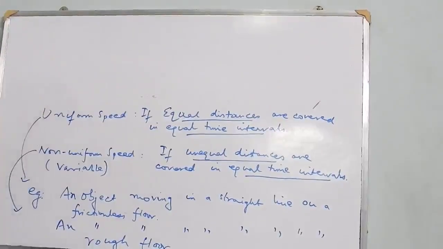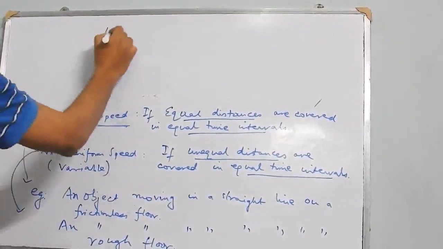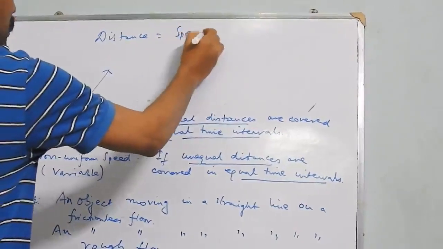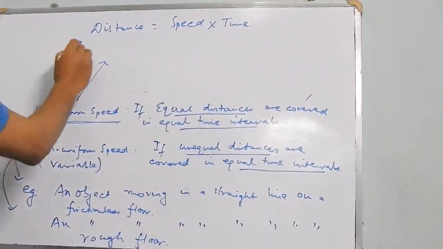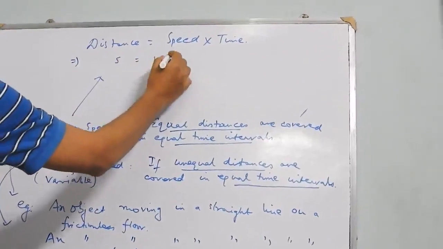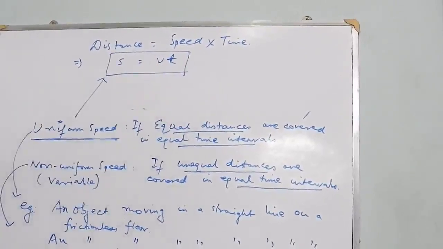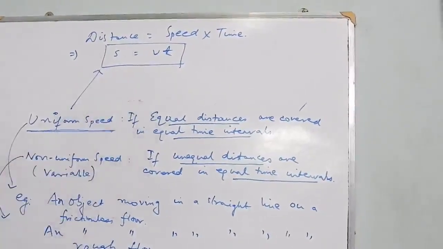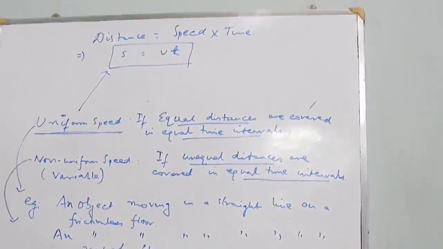So whenever the speed is uniform, then we can say that distance traveled is equal to speed into time. This formula is applicable. If we denote distance by s, speed by v, and time by t, then distance equal to speed into time, s = v t, is valid, provided the speed is uniform. However, if the speed is non-uniform, then this cannot be precisely said. So in that case, we have to define what is called instantaneous speed.